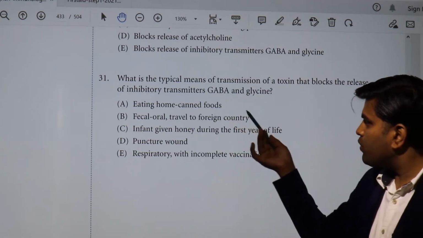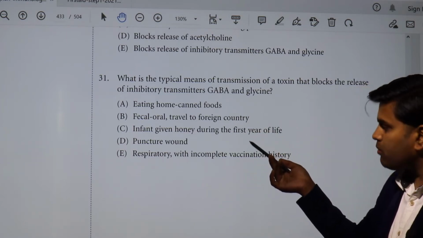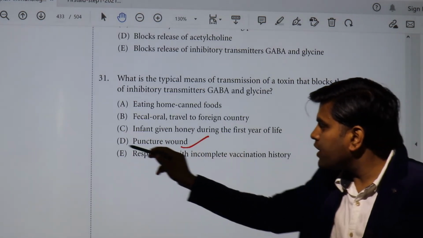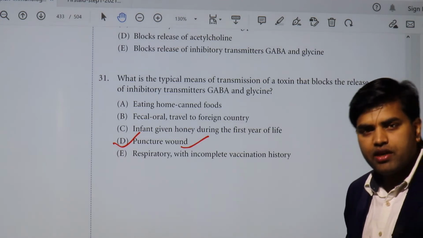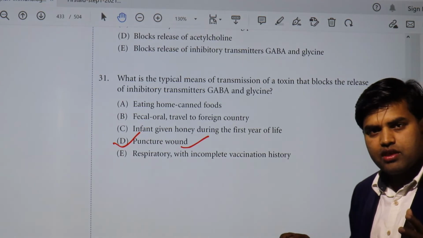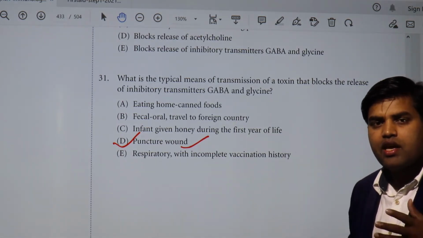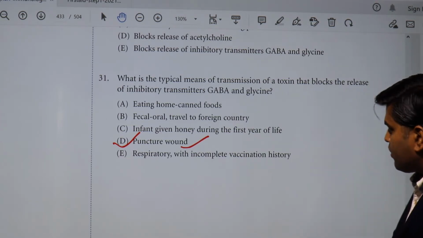By eating home canned food? No. By fecal oral? No. Infant given honey? This is botulinum. Puncture wound? Yes. This is the puncture wound by which we get the Clostridium tetani spore. Then it germinates, forms the bacteria, and releases the toxin, which damages our Renshaw cell in the spinal cord, the SNARE protein, and then blocks the release of GABA and glycine, and then we develop spastic paralysis in the whole body. Hope you are understanding.